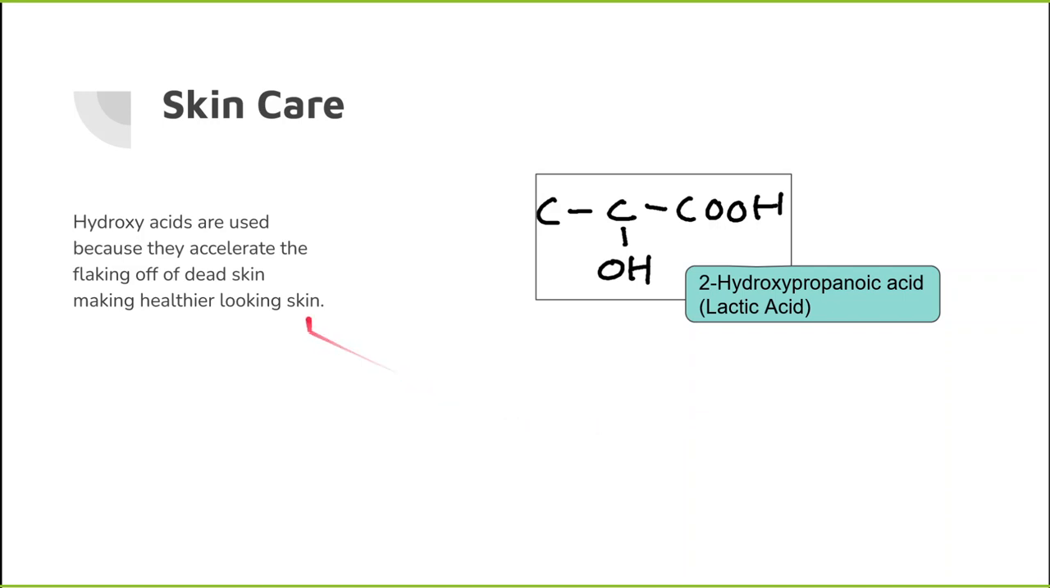Skincare, hydroxy acids. Remember we talked about this. You've got a carboxylic acid, but then an OH group. These are hydroxycarboxylic acids. They are used because they accelerate the flaking off of dead skin, making healthier looking skin. So these are quite often used in lotions and creams and things for your skin. And we had already looked at this one earlier. 2-hydroxypropanoic acid is also called lactic acid. This is quite often used in skincare products.